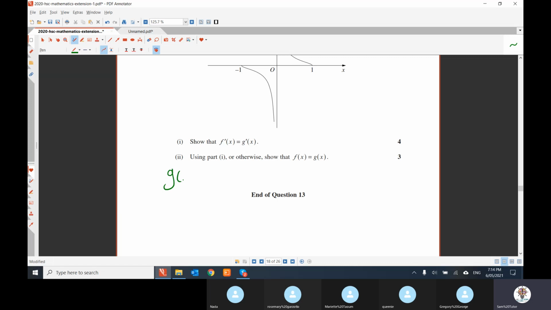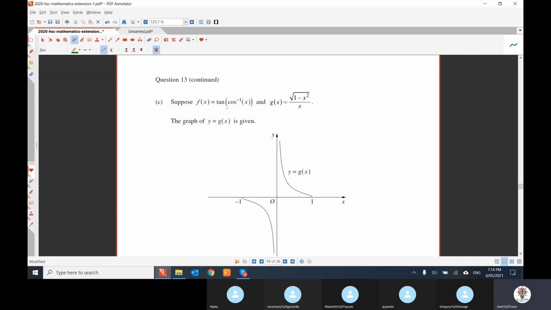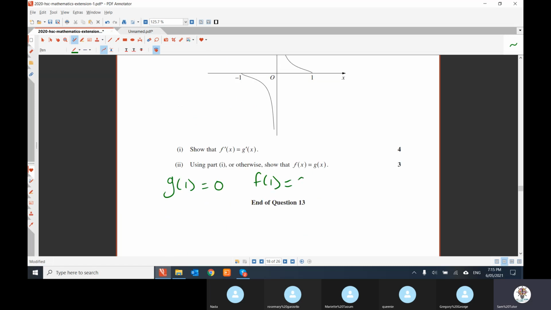What is g of 1 equal to? G of 1 is 0. What does f of 1 equal to? Sub it in. Tan inverse cos 1 also gives you 0. What does f dash of 1 equal to? Well, it doesn't matter because it's going to equal the same as g dash of 1. Whatever it gives you doesn't make a difference.